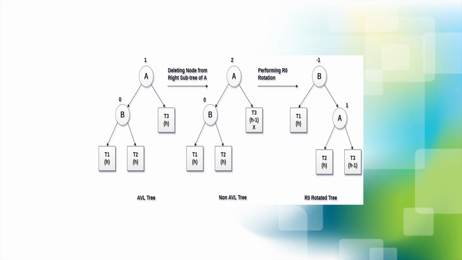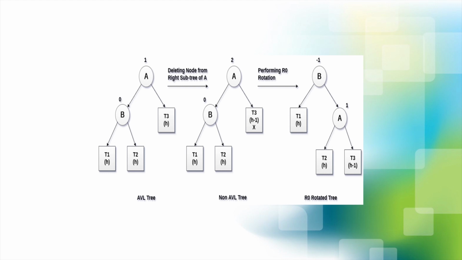Now, which kind of right rotation? That depends on the balancing factor of the left successor of the root node. Here the left successor of root node A is B, and the balancing factor of B is 0. That is why the tree will be rotated to the right with rotation value 0. So, with the help of the R0 rotation, or right 0 rotation, the tree will be formed in this way.